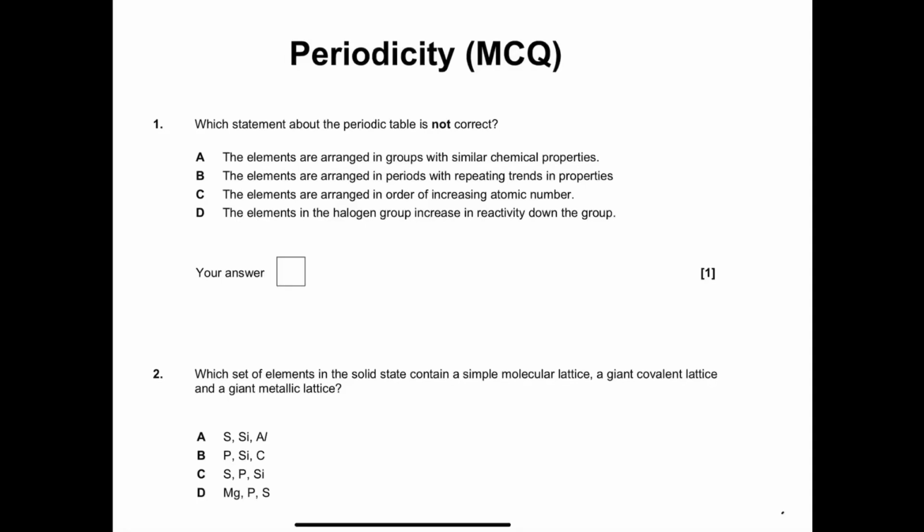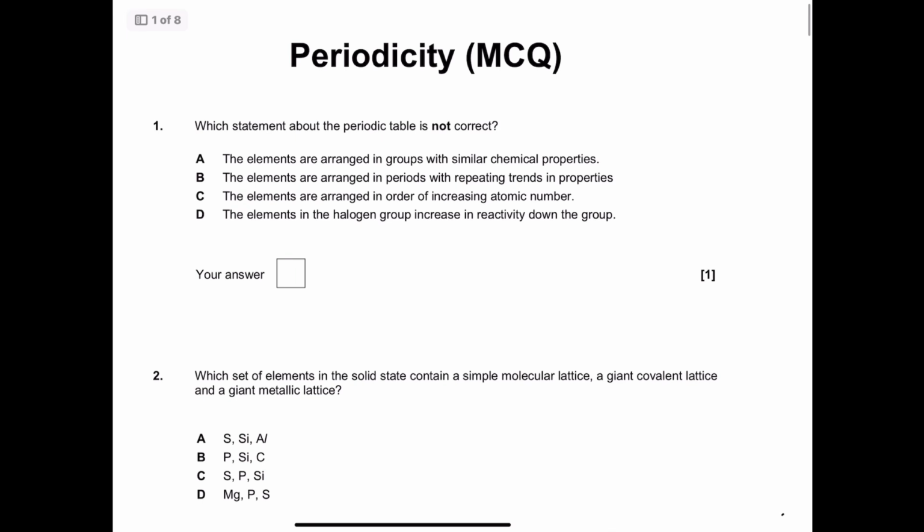Okay, got some periodicity multiple choice. This is the first part of module 3. Question 1, which statement about the periodic table is not correct?